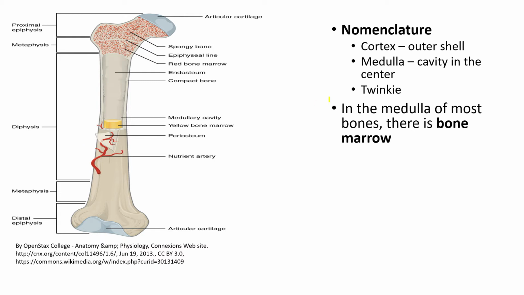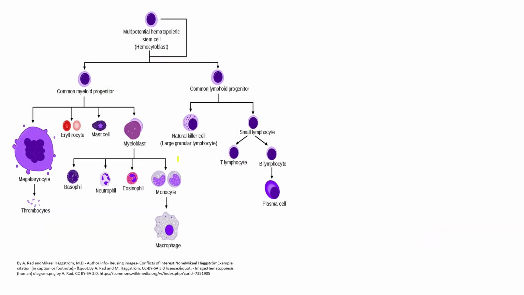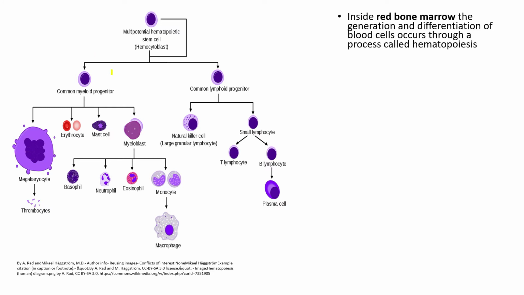In the medulla of most bones, there is bone marrow, and there are two types of bone marrow. There is red bone marrow, which is functional and aids in hematopoiesis, which is the generation and differentiation of blood cells. There's also yellow bone marrow, which is primarily made of fat. So hematopoiesis occurs inside of red bone marrow, and this is the generation and differentiation of blood cells.